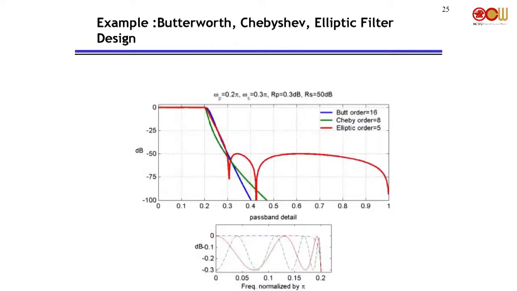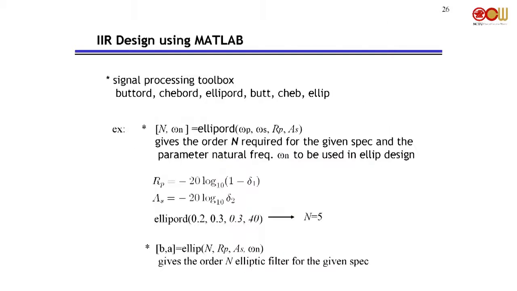Right, and then let's put all 3 filters together. Here's a comparison for the same spec, if we use Butterworth, Chebyshev, or elliptic filter design. These are the different filters. For Butterworth, we need order equal to 16 to achieve such a spec. And then Chebyshev, we need order equal to 8. And elliptic is 5.